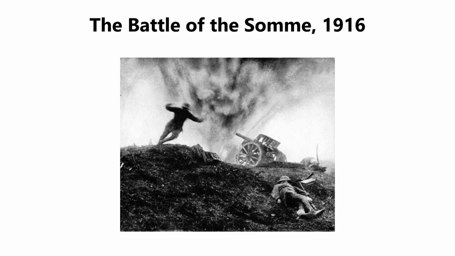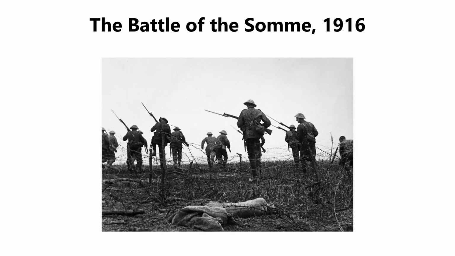The German soldiers had dug deep into well-fortified trenches and underground bunkers, rendering the bombardment largely ineffective. The British commanders, led by General Haig, underestimated the Germans' ability to withstand the bombardment and overestimated the effectiveness of their own troops. On the first day of the battle, July 1st, 1916, the British launched their attack.